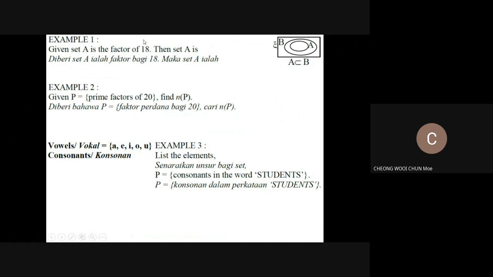It's not multiples, so factors. So how to get 18? 1 times 18, 2 times 9, 3 times 6. So these are all factors of 18. So you arrange in order: 1, 2, 3, 6, 9, 18. So you must put this kind of bracket. Then it means this is set A. So 1, 2, 3, 6, 9, 18 must be inside, with a comma in between.